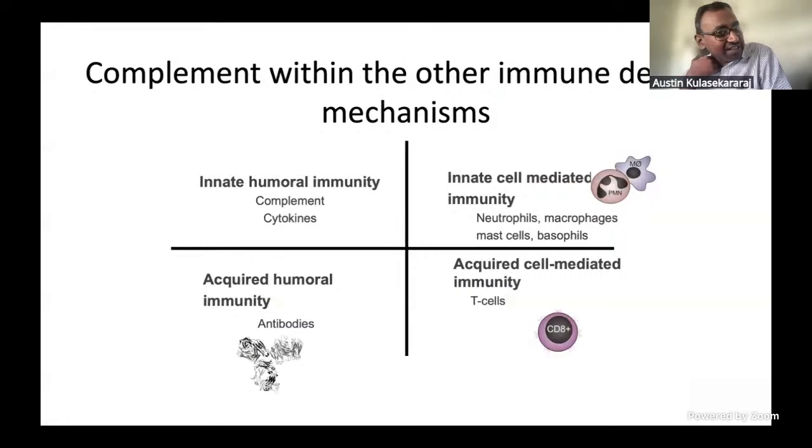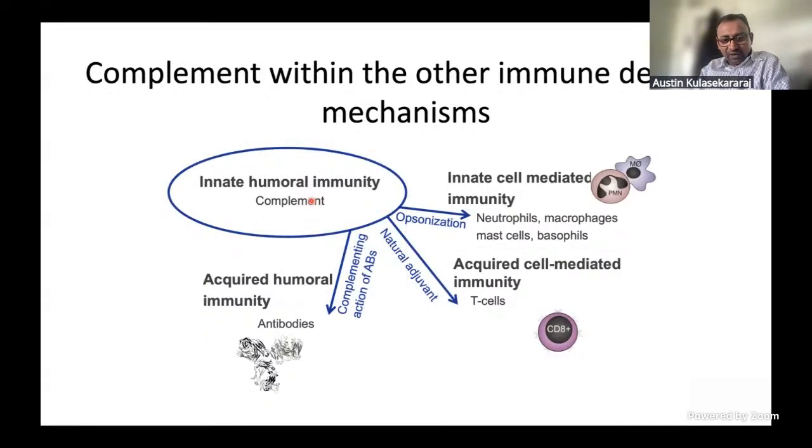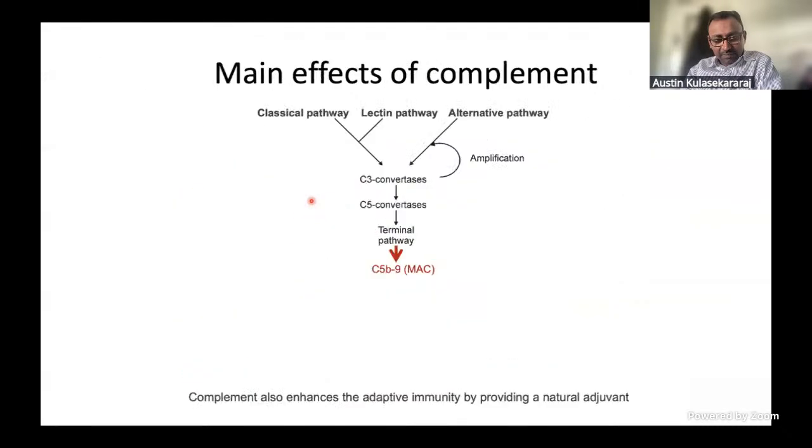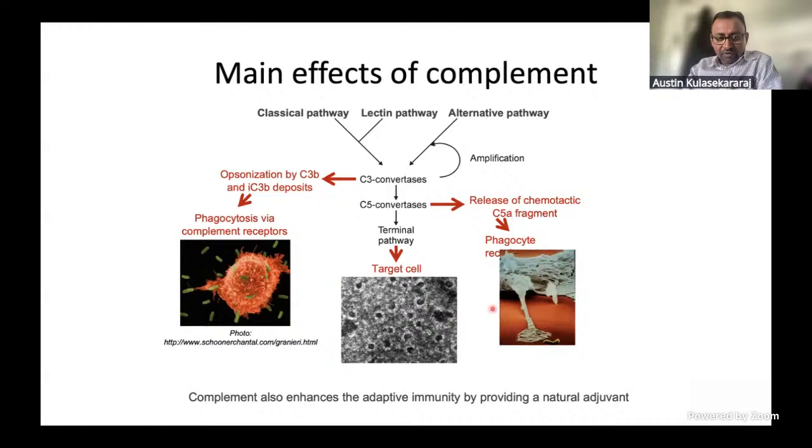This is going back to basics, but we know complement forms part of your innate humoral immune system, but we know it's not in boxes because there is an interaction between all types of the immune system as well. I think I'll skip that. Complement, as we know, has the classical, lectin and alternate pathways, which lead on to the membrane attack complex, but the proximal pathways like opsonization, phagocytosis and chemotaxis are critically important before the target cell lysis happens.